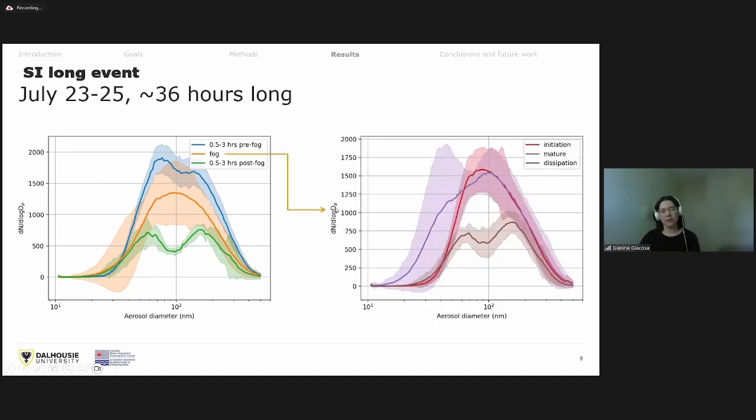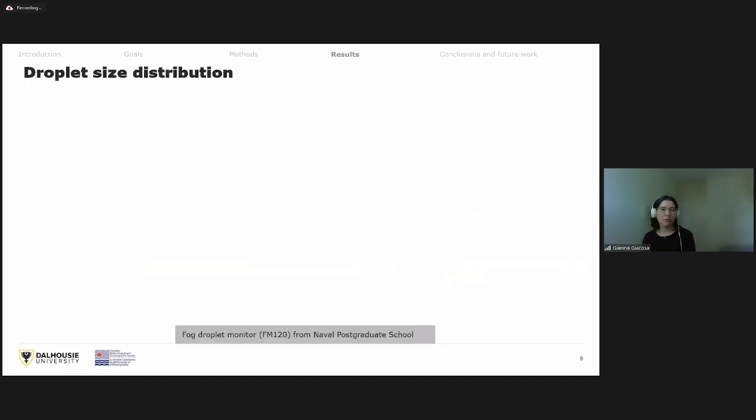And if we look at the aerosol size distribution during the fog event, we see that at the beginning of the event the aerosols had a unimodal distribution, but by the end of the event, throughout the dissipation, not only did the concentration of aerosol decrease, but it also turned into a bimodal distribution. And when we look at the droplet size distribution for each of those events, in this case I used a fog droplet monitor from the Naval Postgraduate School.